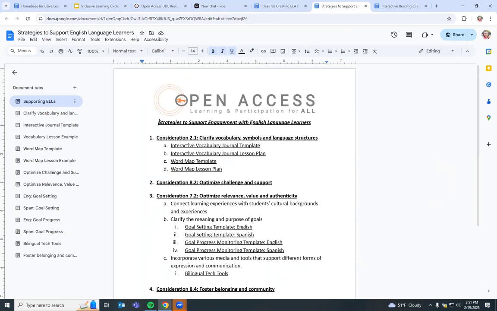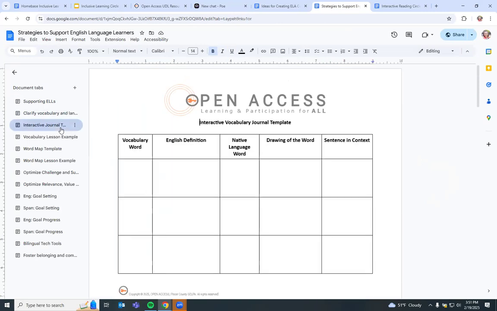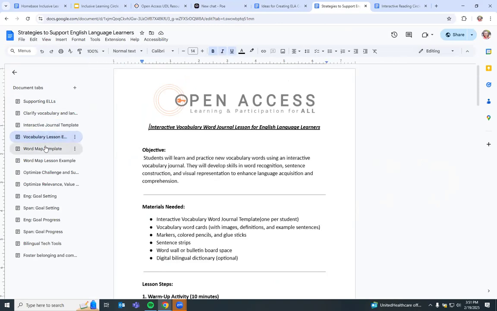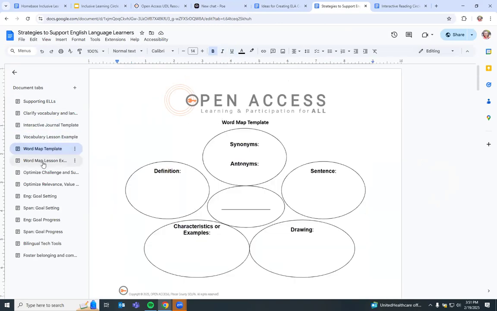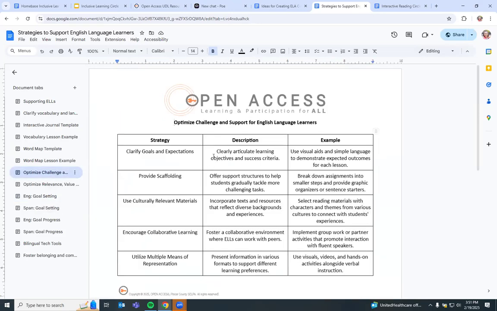So this particular one is strategies to support English language learners. And so we used specific considerations to connect to some strategies, but there's some ways to really dig into that language development. Ludia helped create templates, lesson examples, word maps. There's goal setting forms. This is great. Some ways to optimize challenge and support for English language learners.